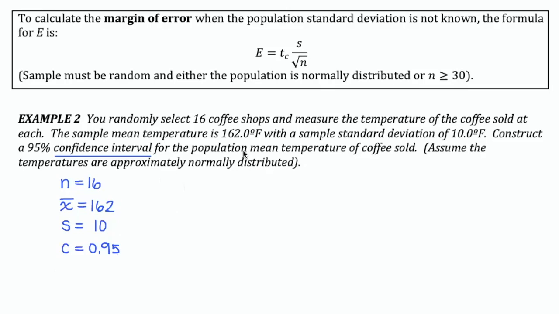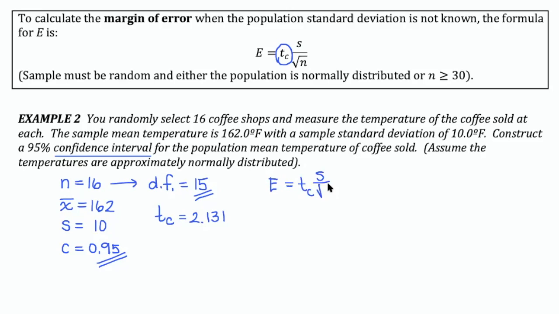So before I'm ready to go to this formula, I will need my T sub C value. So I need to take my sample size and calculate what my degrees of freedom will be by subtracting 1. And with that piece of information and my confidence interval, I'm ready to go look at table 5 and find my T of C value. If you go ahead and do that, T of C turns out to be 2.131.